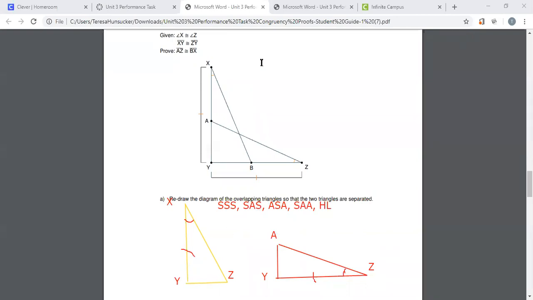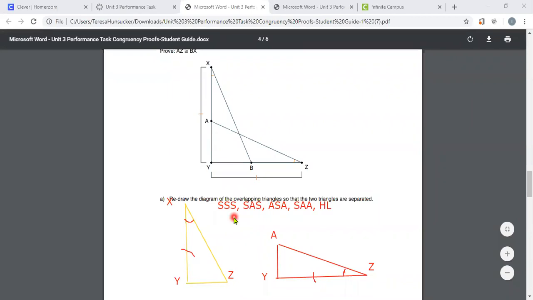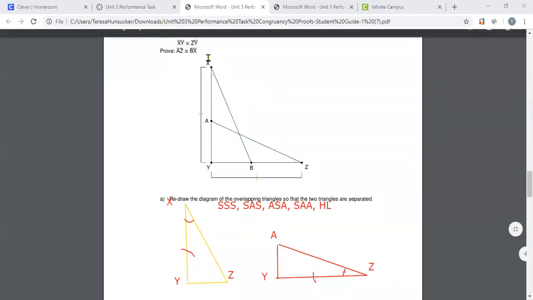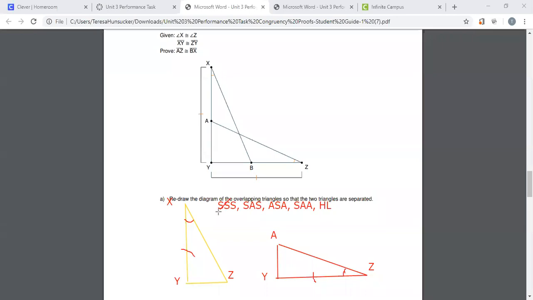So let's talk about, can we prove these triangles side, side, side? Well, we only have one pair of sides congruent right now. XY is congruent to ZY. In order to prove the two triangles congruent by side, side, side, we need two additional sides to be congruent, not just one additional side. So since we need two pieces, and the question's just asking for one additional piece of information, I'm going to eliminate that.